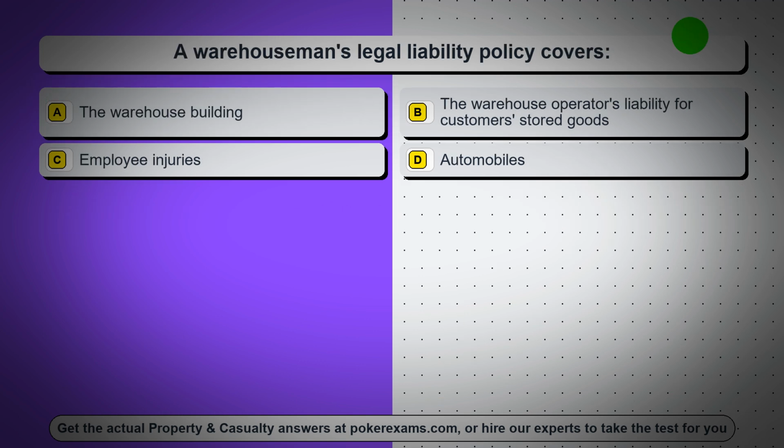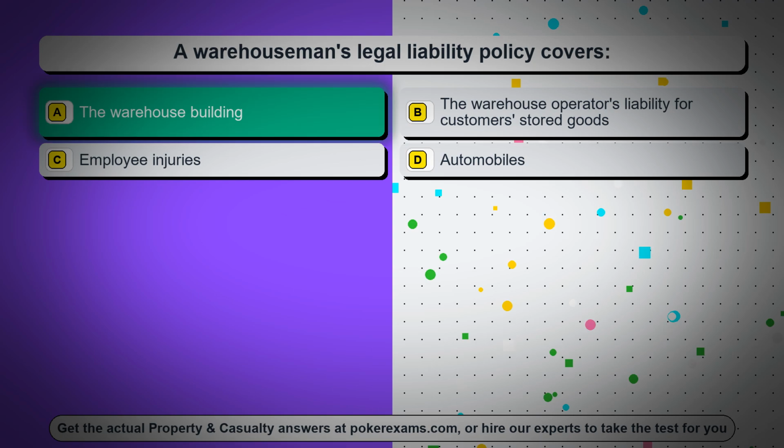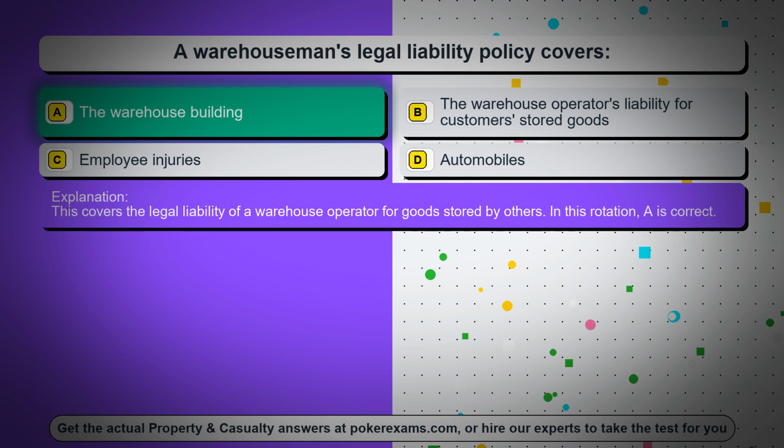Question 93. A warehouseman's legal liability policy covers: Option A, the warehouse building. Option B, the warehouse operator's liability for customers' stored goods. Option C, employee injuries. Option D, automobiles. The correct answer is option A, the warehouse building. This covers the legal liability of a warehouse operator for goods stored by others. In this rotation, A is correct.